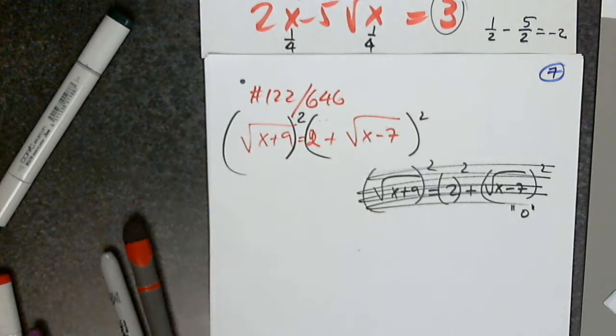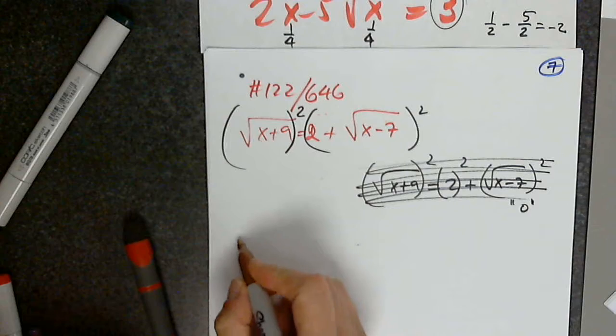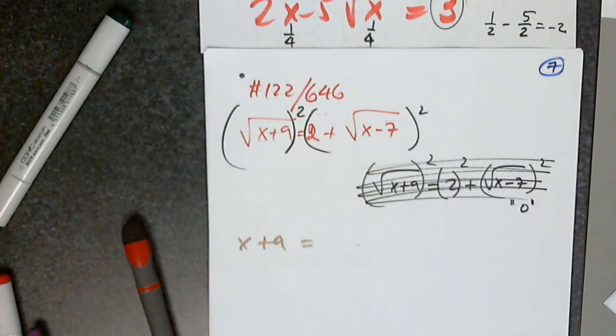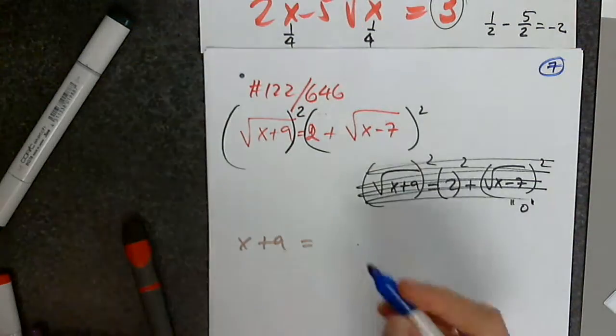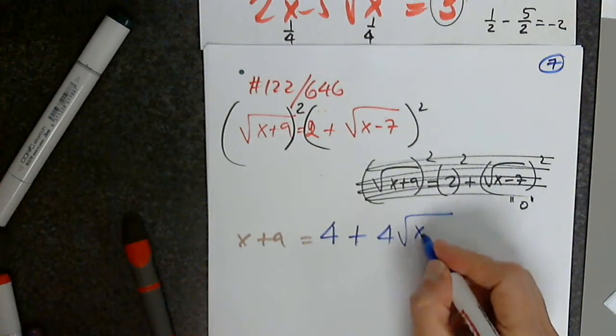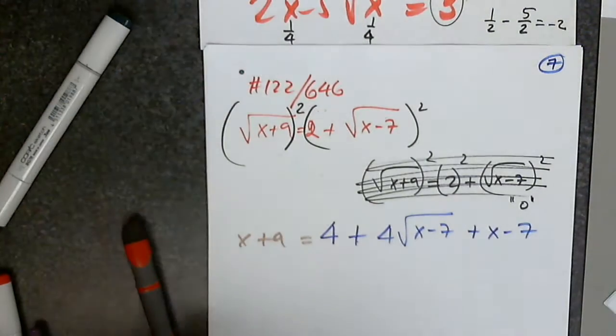Good. Can anyone give us the left-hand side? X plus 9. Excellent. Now you have to be very careful with the right-hand side. Always remember, we have an agreement. We cannot breach that. And when you're ready, please tell me the right-hand side. 4 plus 4 squared x minus 7 plus x minus 7. Excellent.